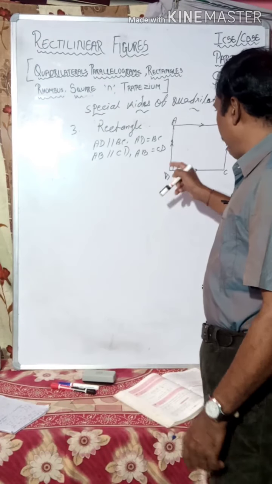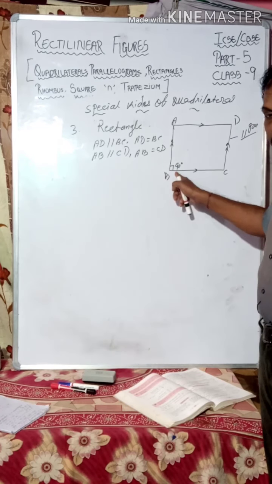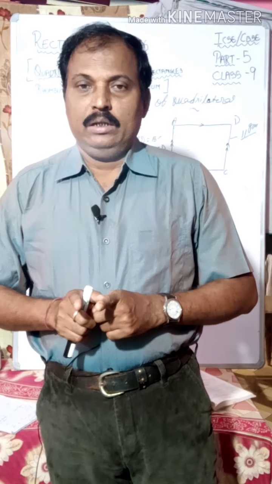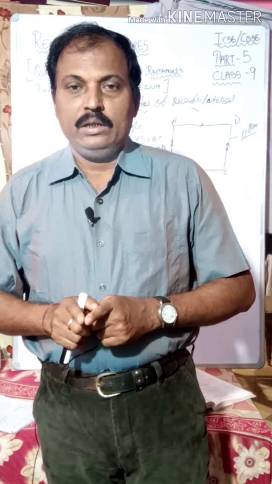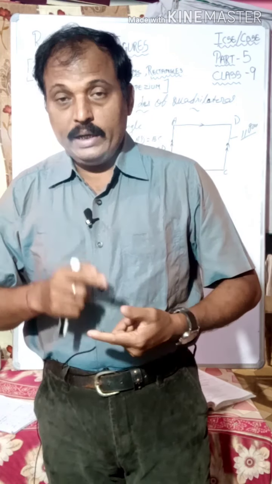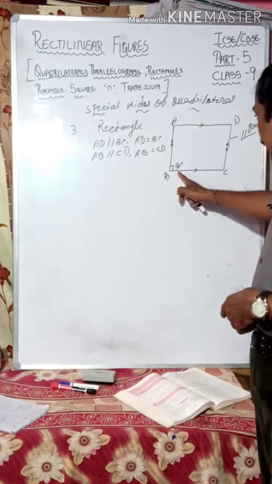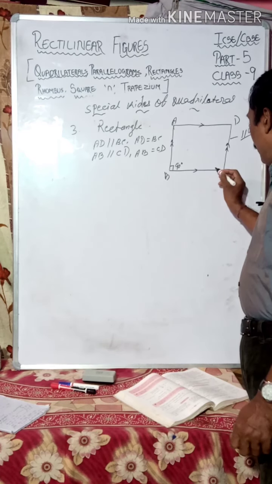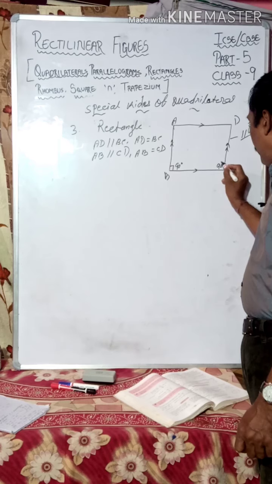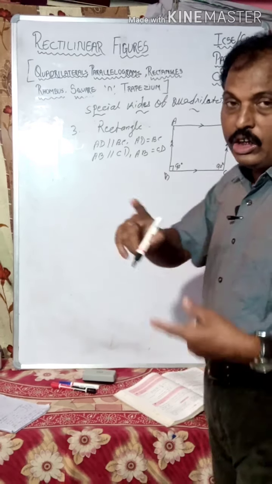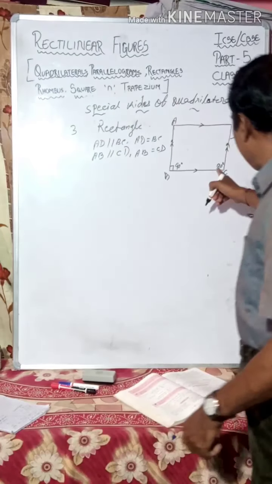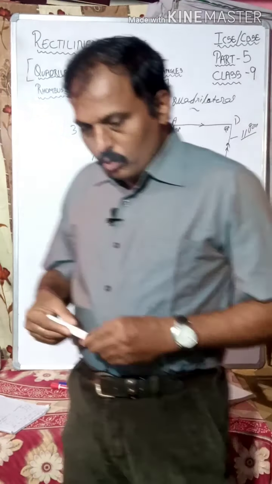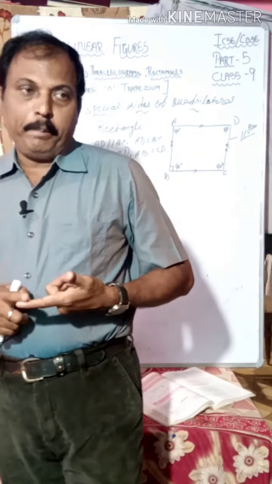If angle B is 90 degrees, according to the parallelogram definition, the sum of consecutive angles is 180 degrees, or co-interior angles are 180 degrees. As angle B is 90 degrees, B and C are consecutive angles. The sum of B and C is 180 degrees, so it is obviously 90 degrees. And C and D are consecutive angles. So if this is 90 degrees, this is 90 and this is also 90. So we can state the definition of a rectangle.